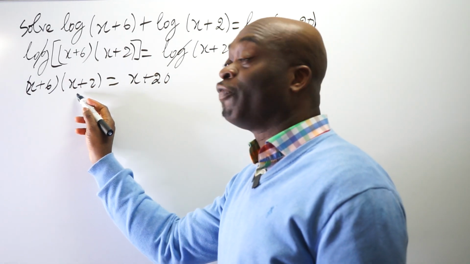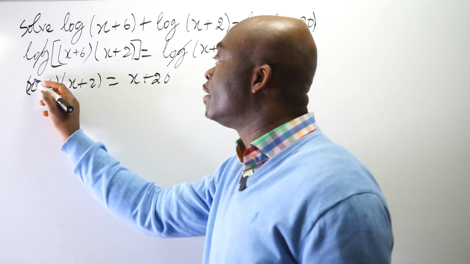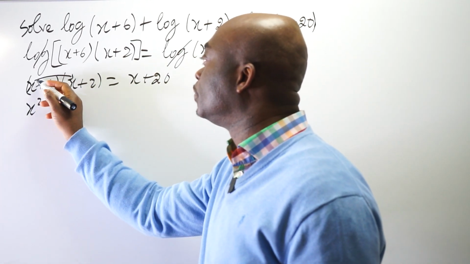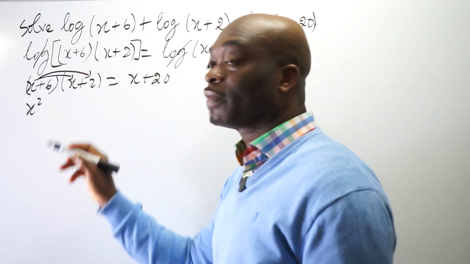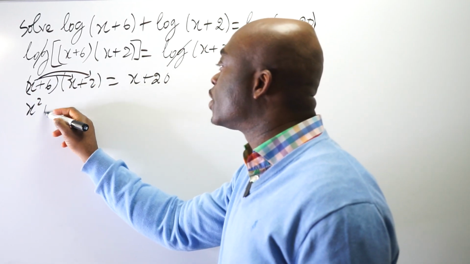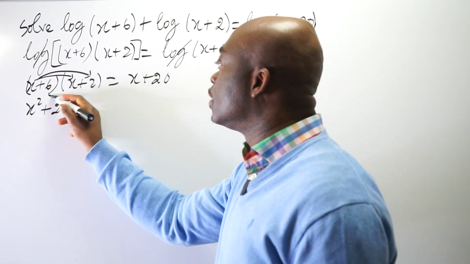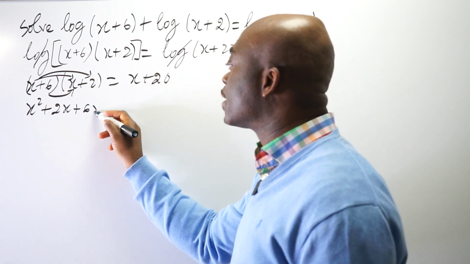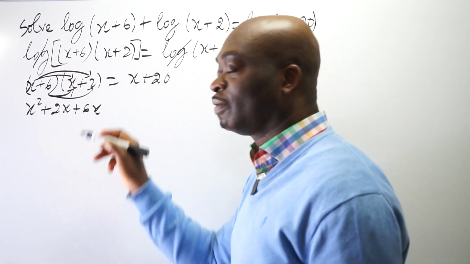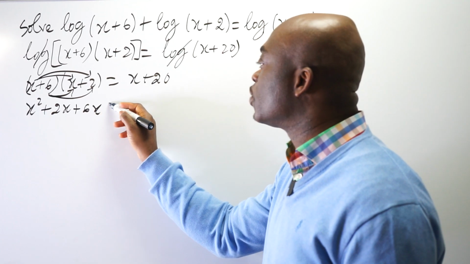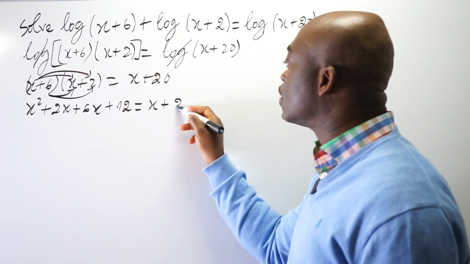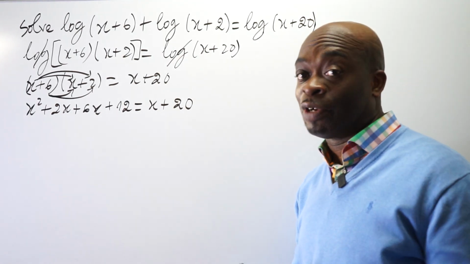Okay? But once we have that, what's going to happen now? Now we can use the FOIL method to expand this one here. The first, that is x times x, is x to the second power. The outer, x times 2, which is plus 2x. The inner, 6 times x, which is plus 6x. The last, 6 times 2, which is 12. So we got that. That is equal to x + 20.